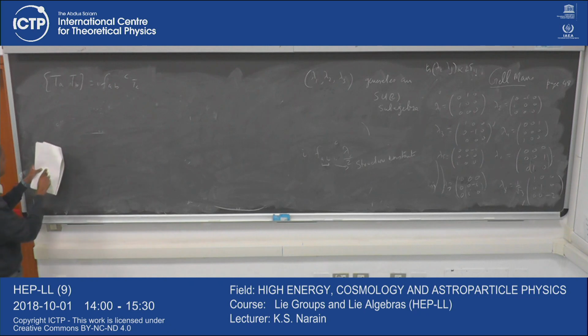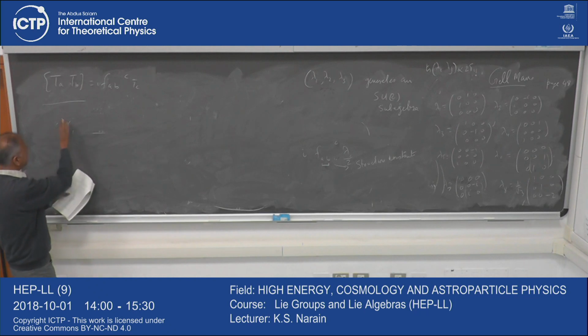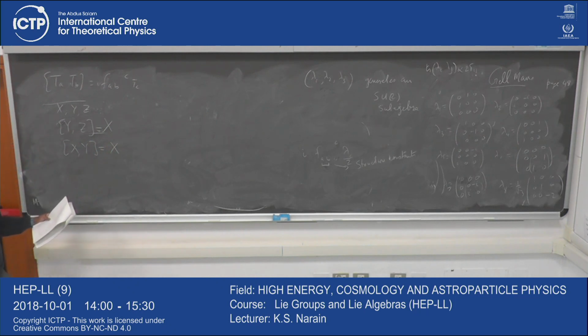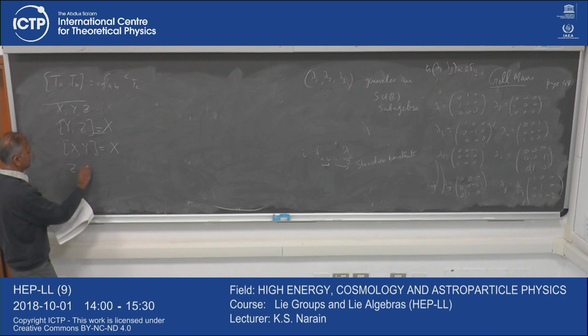So, for example, this is my example. Imagine that I have three generators, x, y, z, and the commutation relations I give are: [x, y] equal to z, [y, z] equal to x also, and [z, x] equal to y.